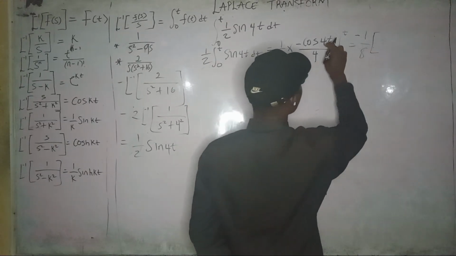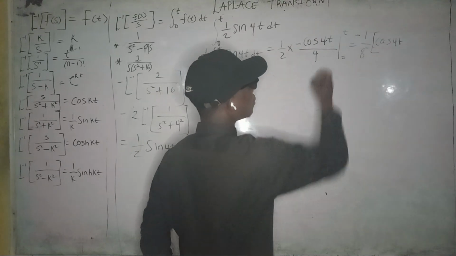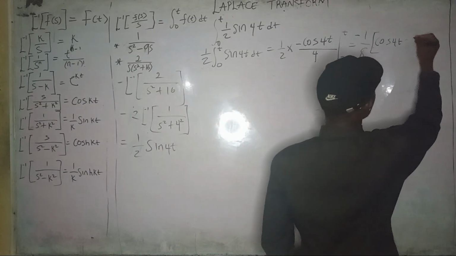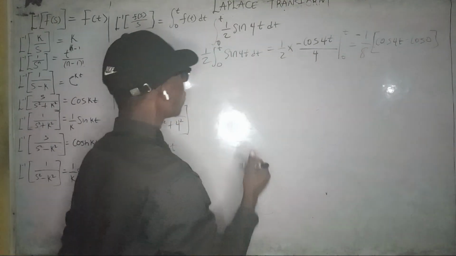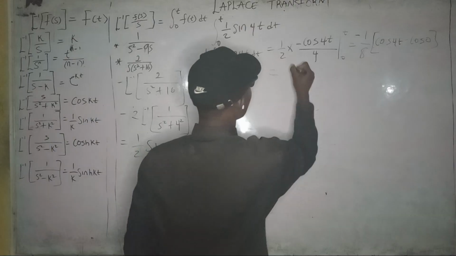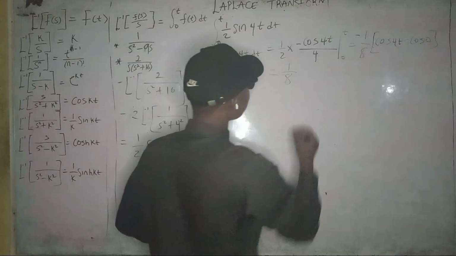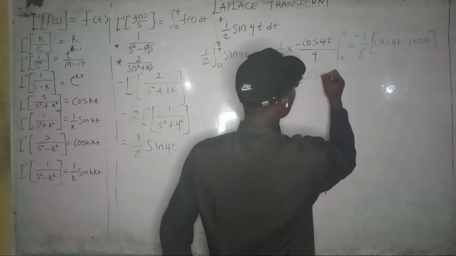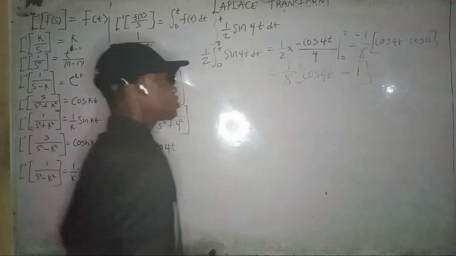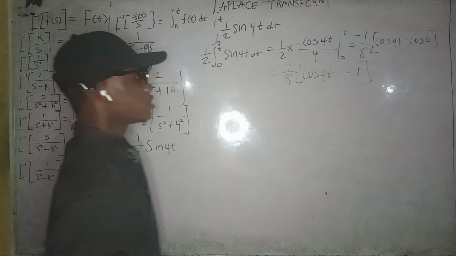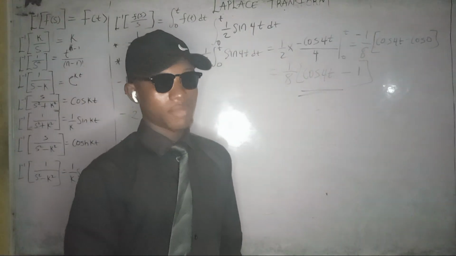So we have, if we impute t, cos 4t still remains. And if we impute 0, we have minus cos 0. But cos 0 is equal to 1. So you can just say that this is equal to 1 over 8 into bracket cos 4t minus 1. So therefore, this is going to be our final answer. This is going to be our final answer there. 1 over 8 cos 4t minus 1.